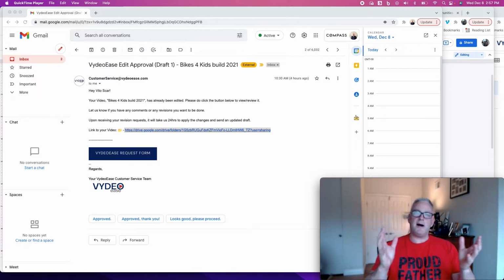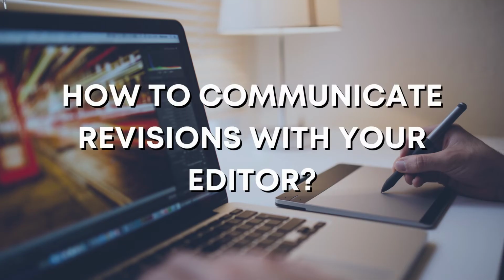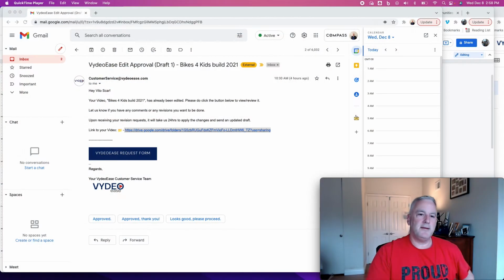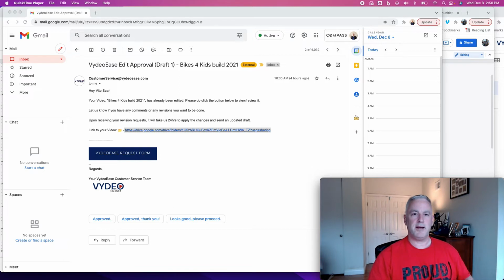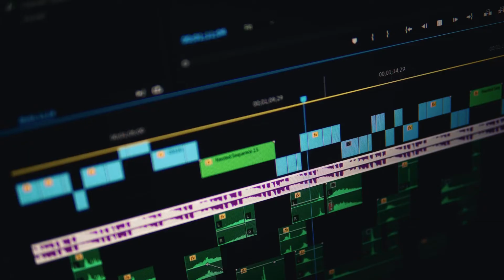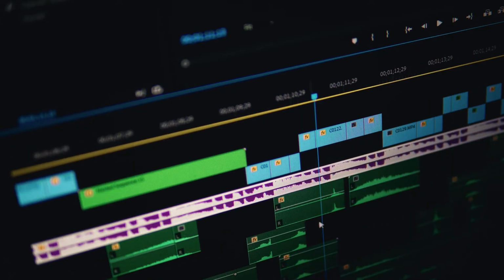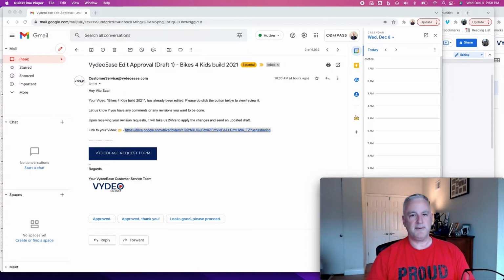Today we're talking about how to communicate revisions to your editor. The whole idea behind this is what's the process, what's the best way to communicate with your editor and tell them what you want as far as style is concerned, etc. We get to learn that over time, but specifically when you get an email from us saying here's your first draft or your second draft, you take a look at it and what's the process.